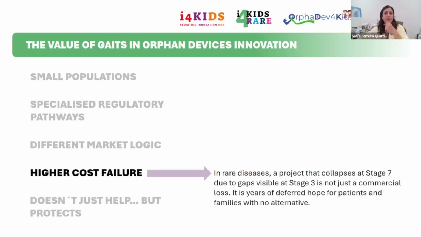And then there is this: in the case of rare diseases, if a project fails at stage 7 because of a regulatory gap that was visible at stage 3, it's not just a commercial loss, it's years of hope deferred for patients and families who had no other option. Not following the correct method can be very, very expensive.